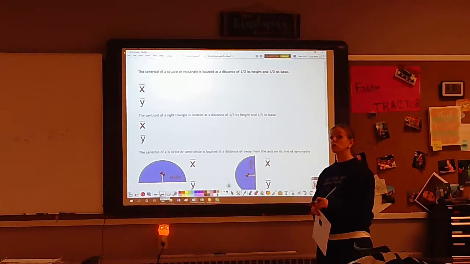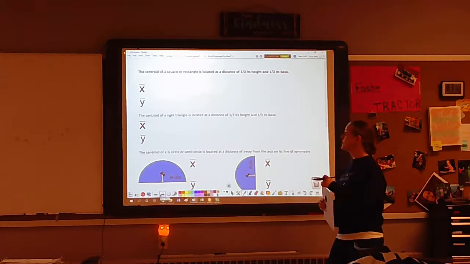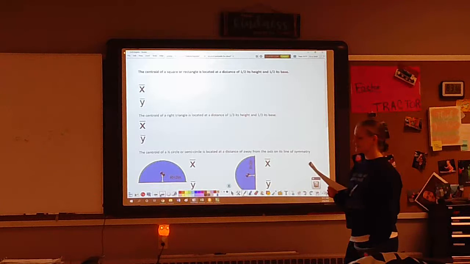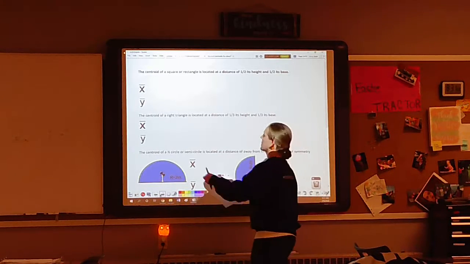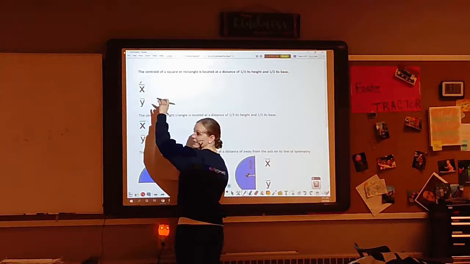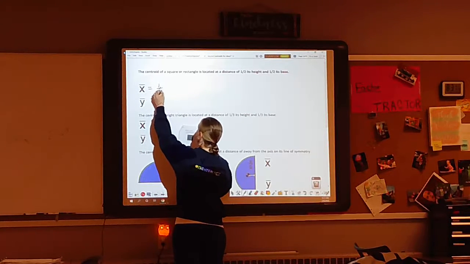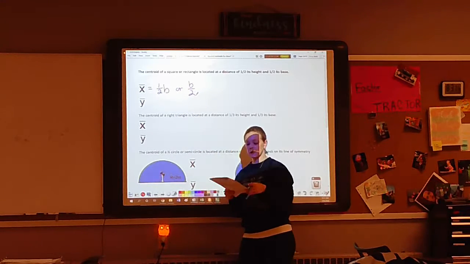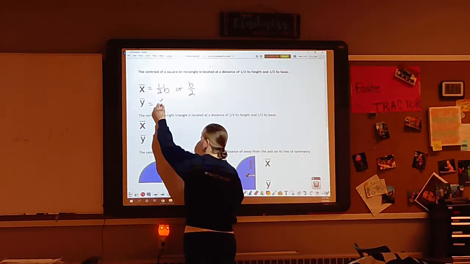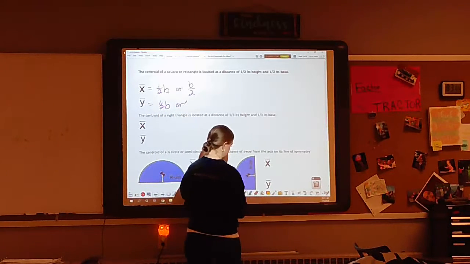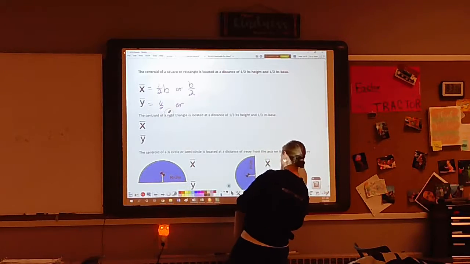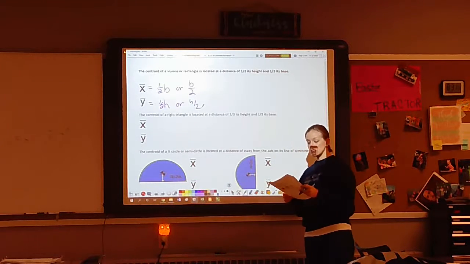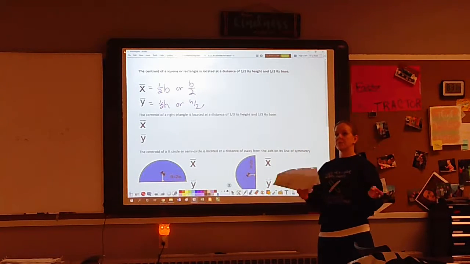The centroid of a square, and it's the same thing for a rectangle, is located half the distance of its height and half the distance of its base. So we would write that x bar, the x location of the centroid, is 1/2 of the base, or you can write base over 2. I don't care, whichever one you're more comfortable with. Same thing for the y. It's 1/2 of the height, or height over 2. So x bar and y bar mean the middle spot.